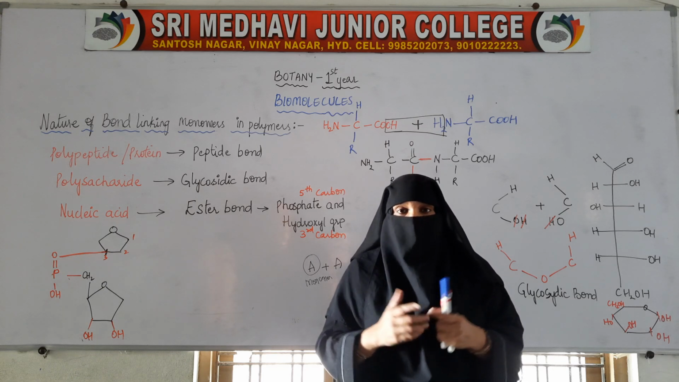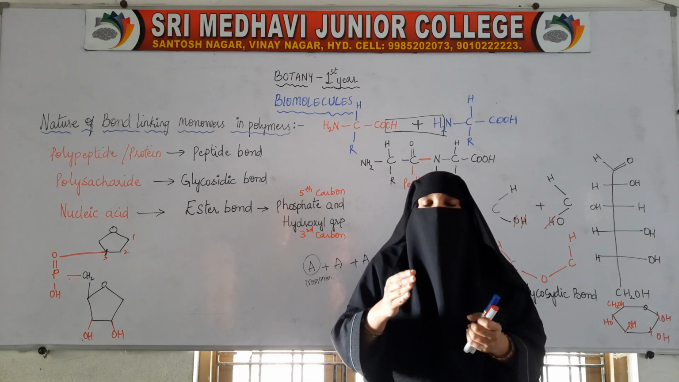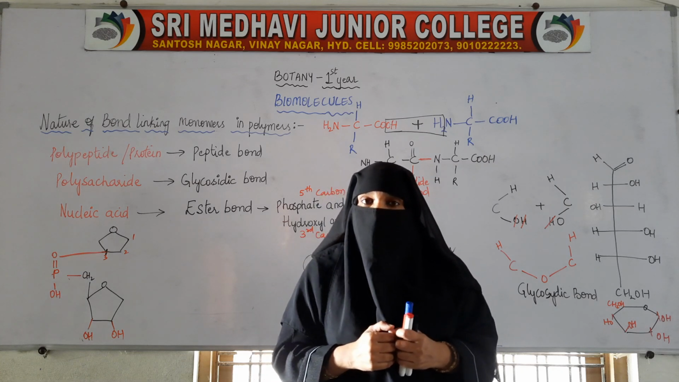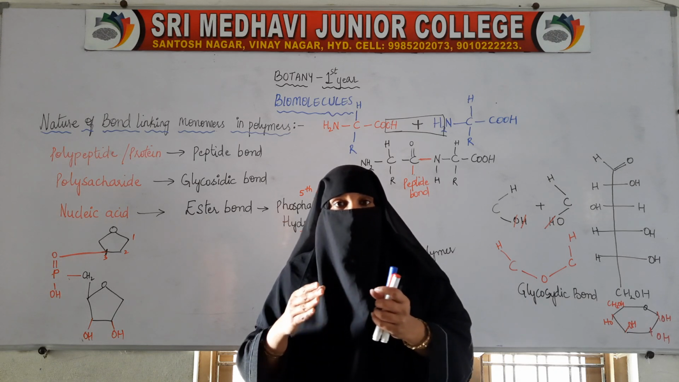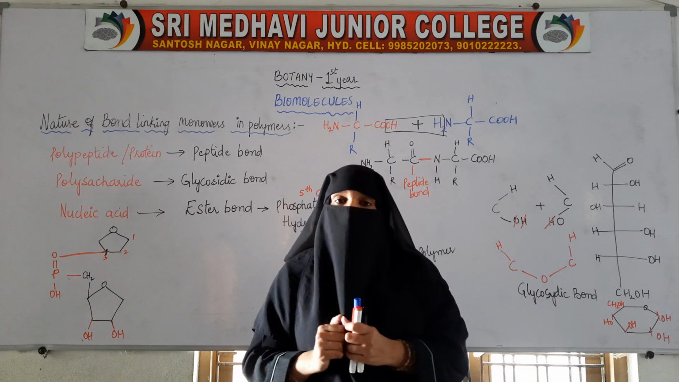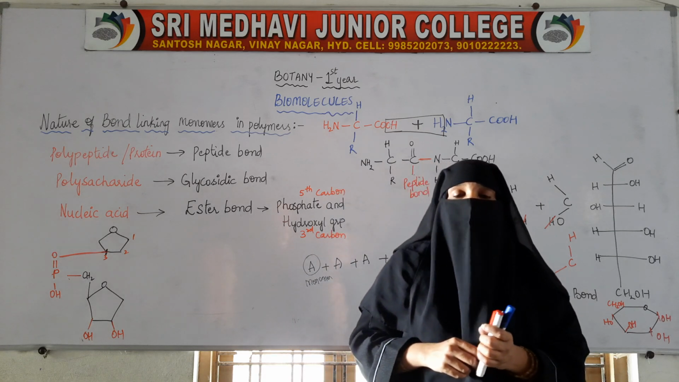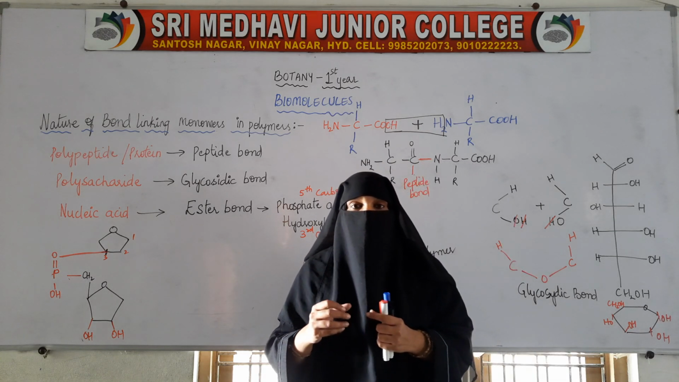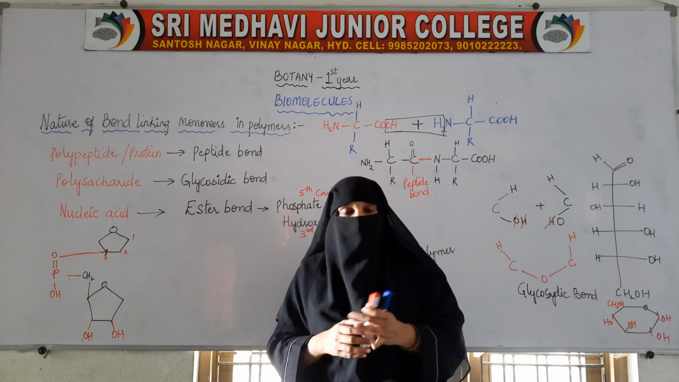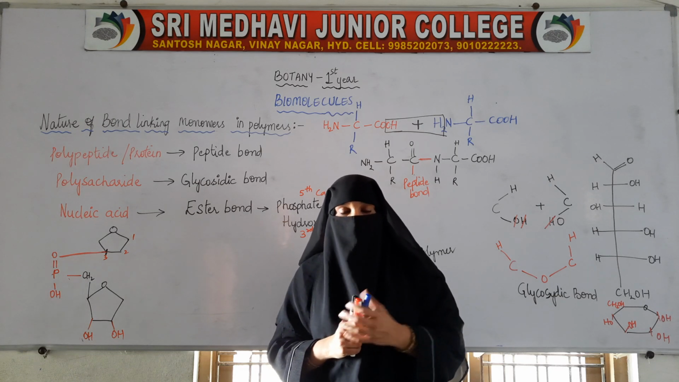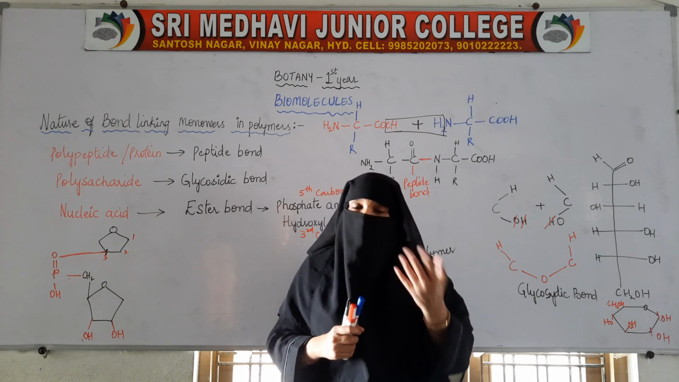We have also seen how a nitrogenous base combines with sugar and forms a nucleoside. We have even seen how a nitrogenous base combines with sugar as well as phosphate to form a nucleotide. So how are these bonds formed? What happens when a nitrogenous base combines with sugar? The bond which is formed is a glycosidic bond. And when the phosphate is added to this sugar, the bond which is formed is an ester bond. Phosphodiester bonds are there.